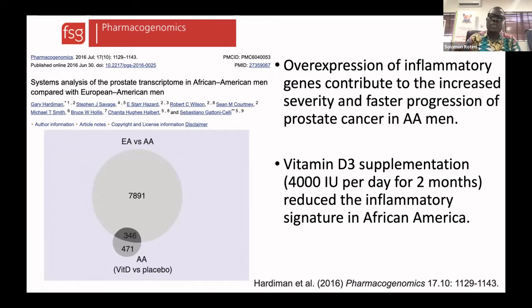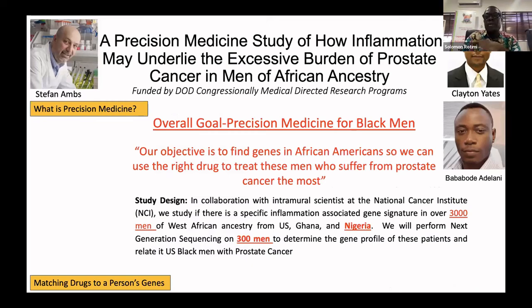There are several other studies that have shown that if you're able to control for inflammation, you should be able to really address the aggression that you see in Black prostate cancer patients. And then, working with Stephen Arms, collaborating with Clayton Yates, I have one of my graduate students who work with them on this study.